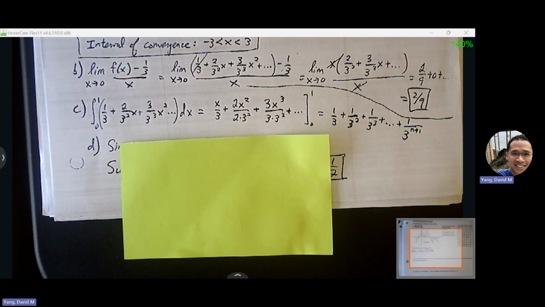Okay, for part D, what kind of series is this? Geometric, right? So we have a formula for that. We have a sum formula for that.